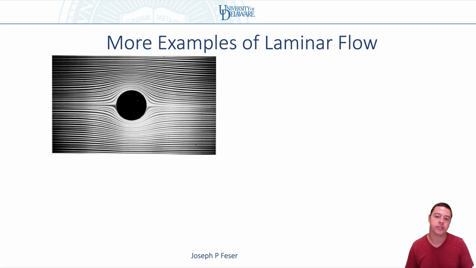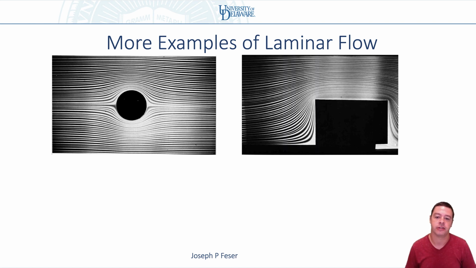So here's an example of a flow pattern at low speed around a cylinder. These are actually experimental images from like the 1940s where somebody had created a flow pattern and injected dye at various locations, and you can see that the dye patterns basically remain parallel to one another as they go throughout the flow. So that's a laminar flow.